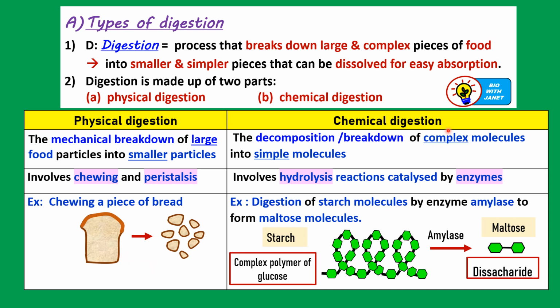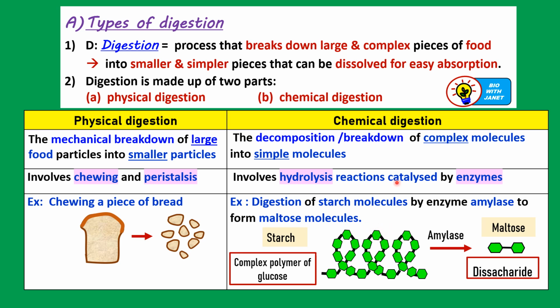Now, in chemical digestion, there's the breakdown of the complex molecules in the food into simpler molecules. So chemical digestion is the decomposition or breakdown of complex molecules in the food to form simpler molecules. Chemical digestion occurs at the molecular level, and it involves hydrolysis, reactions catalyzed by enzymes. So when enzymes are involved, then it is chemical digestion. Example, digestion of starch molecules by the enzyme amylase to form maltose molecules.